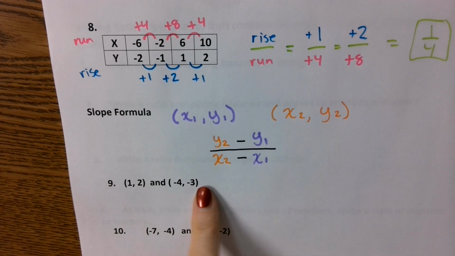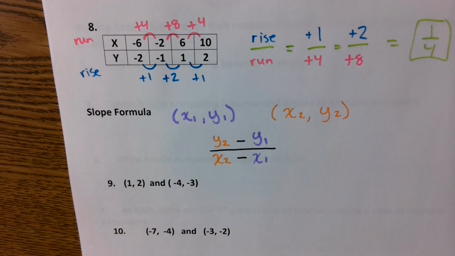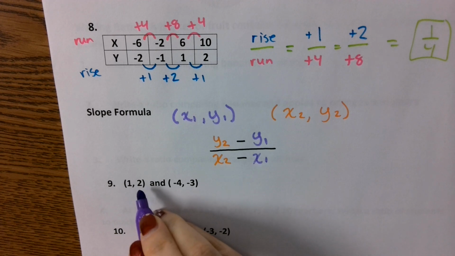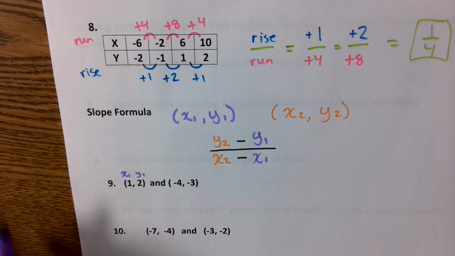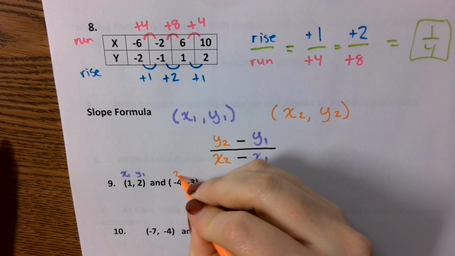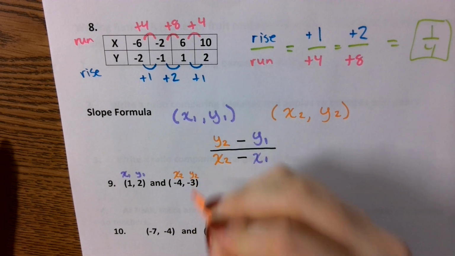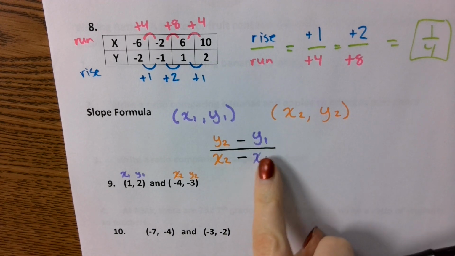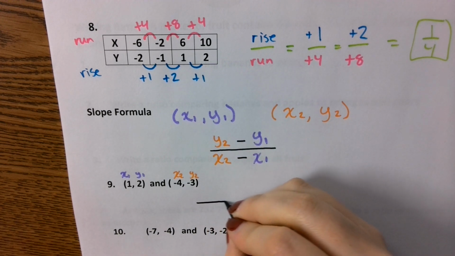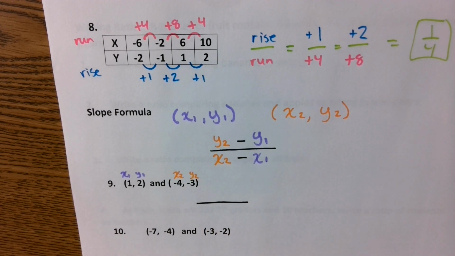So taking a look here at problem number 9, this is my first point, 1, 2. So this is my x1 and my y1. The second point is going to be my x2 and my y2. So then I just substitute them back into this formula. Guys, get used to doing this. Create a fraction bar, create your subtraction signs, and then fill in your information.